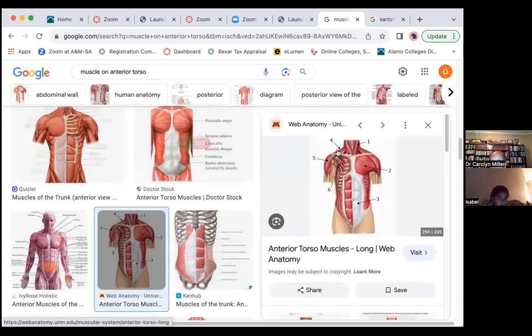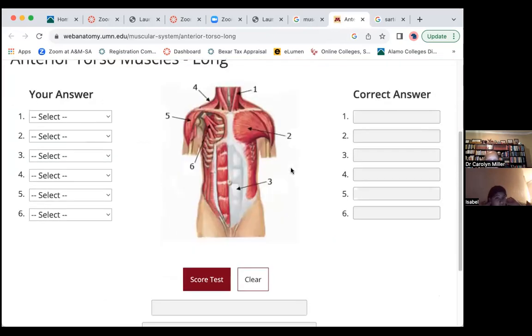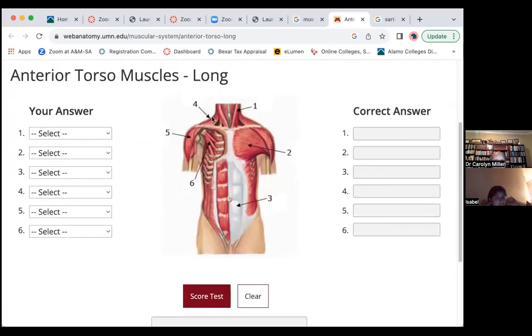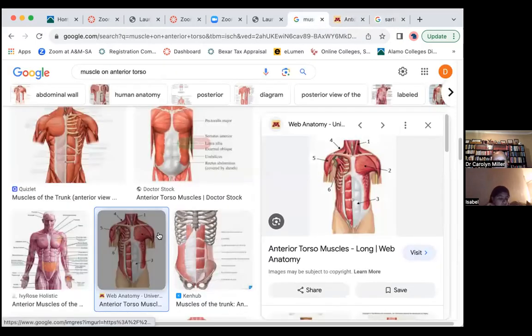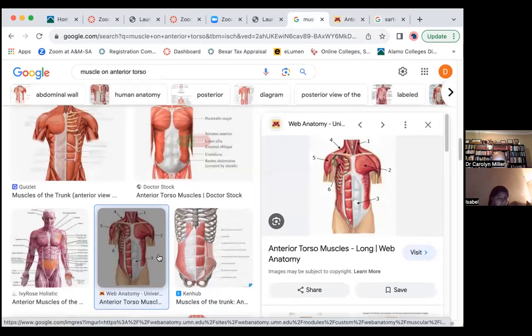Number 1 would be the platysma. I'm sorry, that's number 4. Number 4 would be the platysma. Number 1 would be the sternocleidomastoid. 2, pectoralis. 5, deltoids. 6, serratus anterior. 3 is the rectus femoris. And then there was one with more.